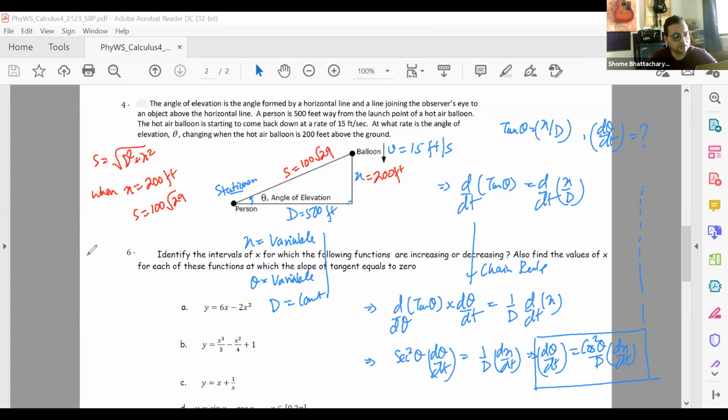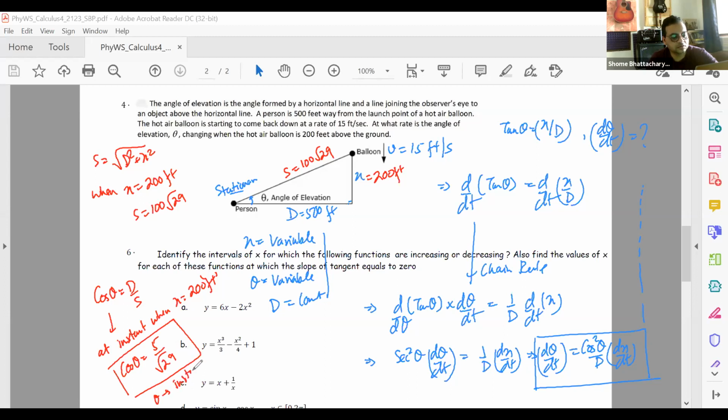So cos theta is basically d by s. At the instant when x's value is 200 feet, cos theta's value will become 5 by root 29. Remember, theta here is also instantaneous. It's only at that moment, it's not constant. So this we will substitute in the formula.